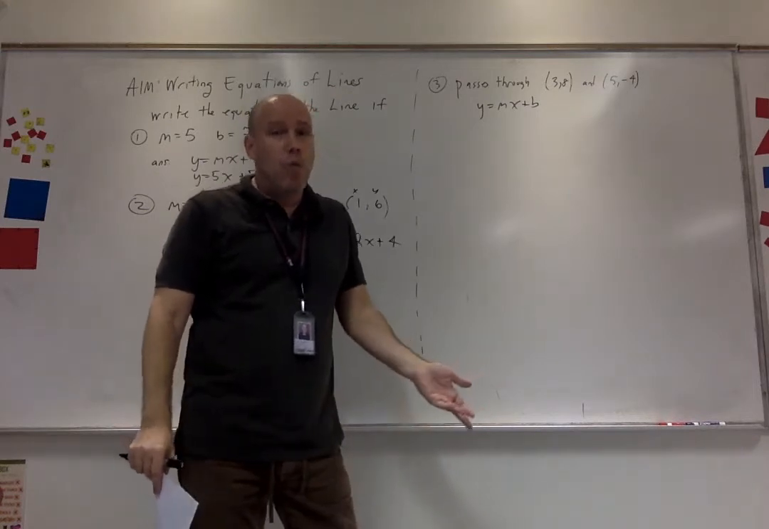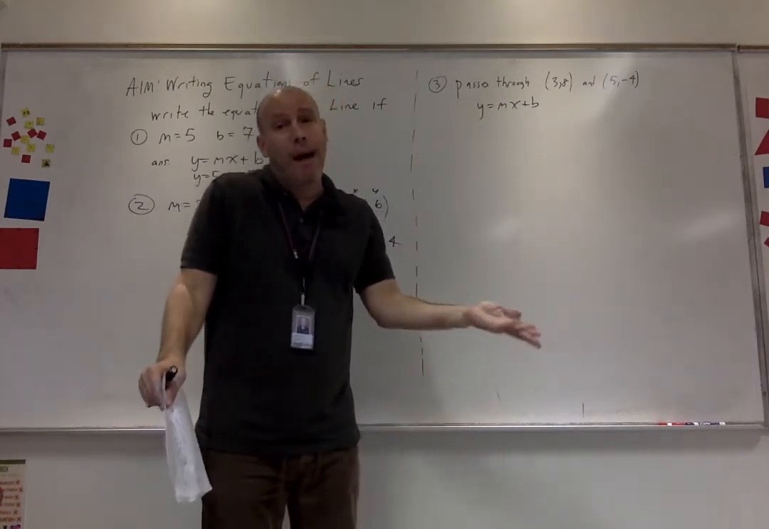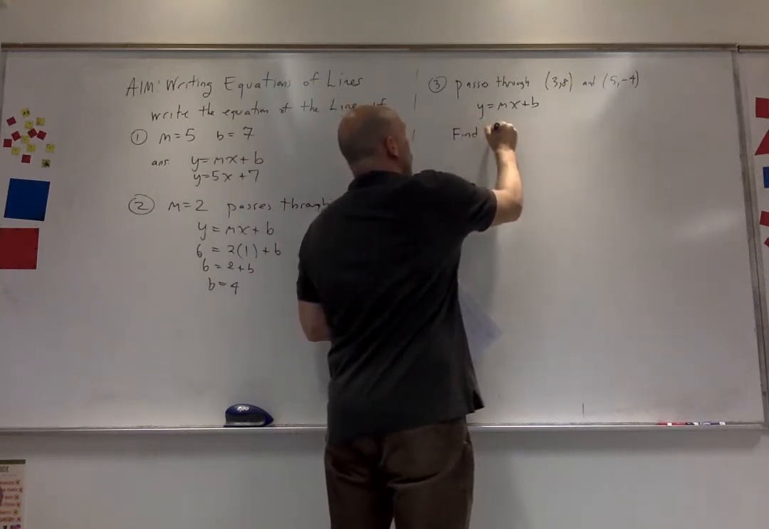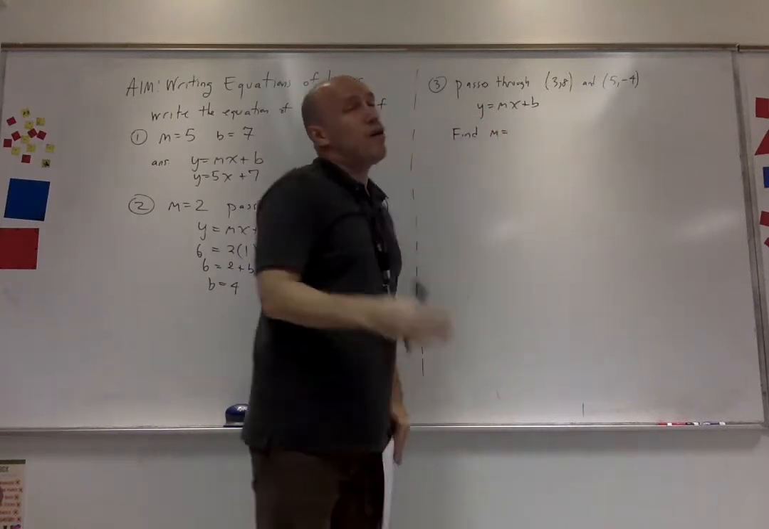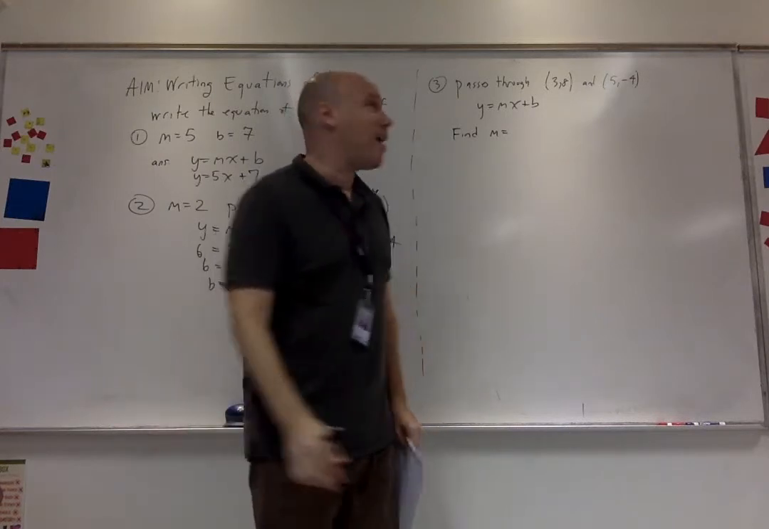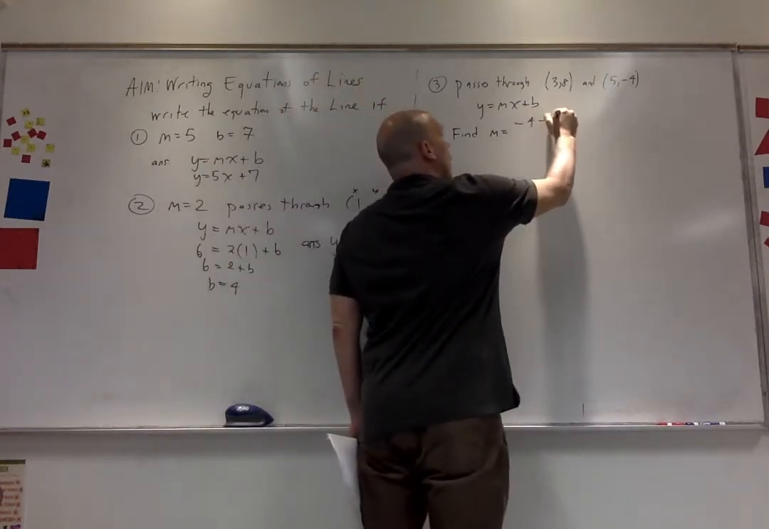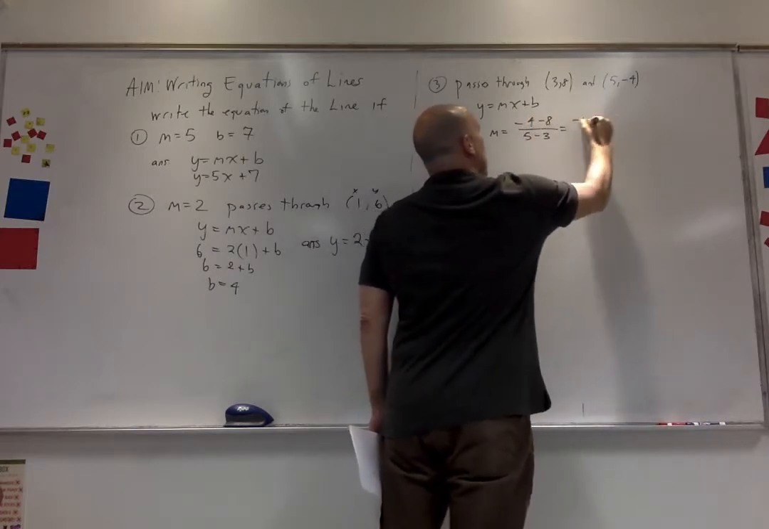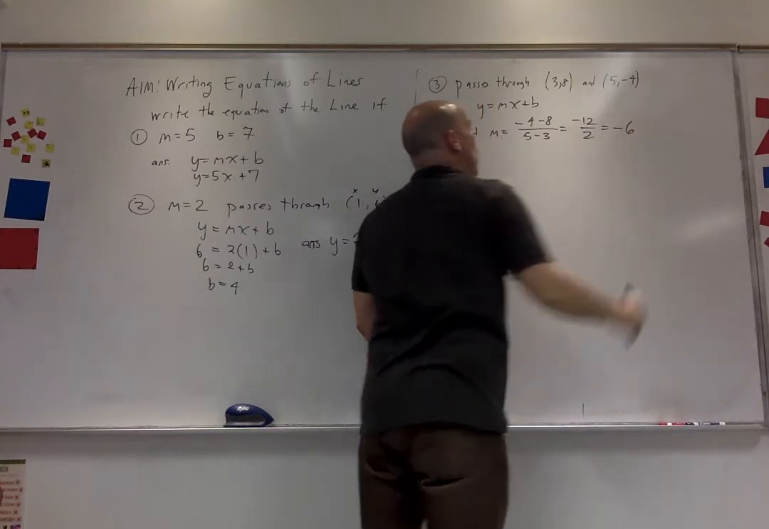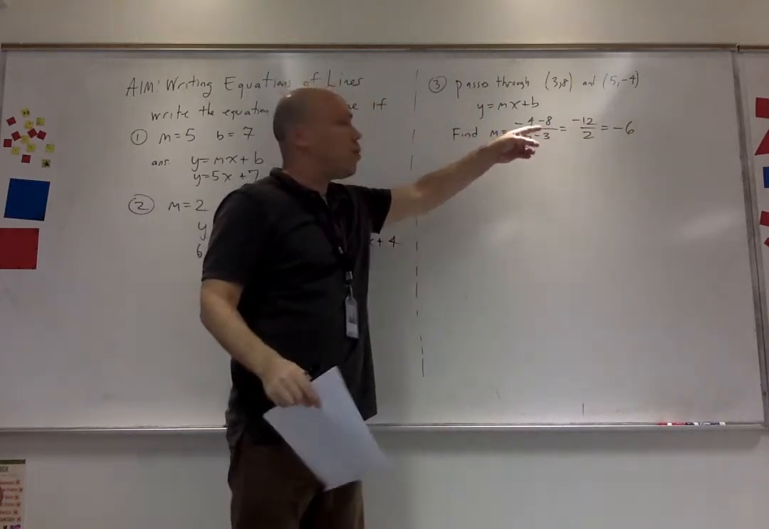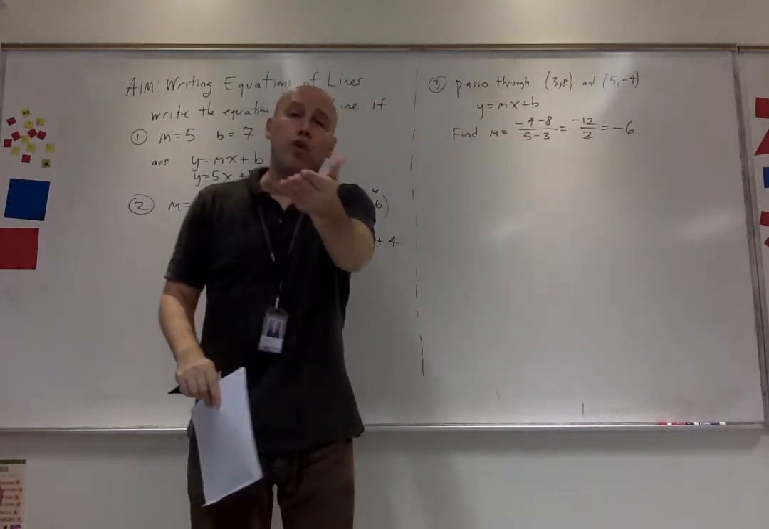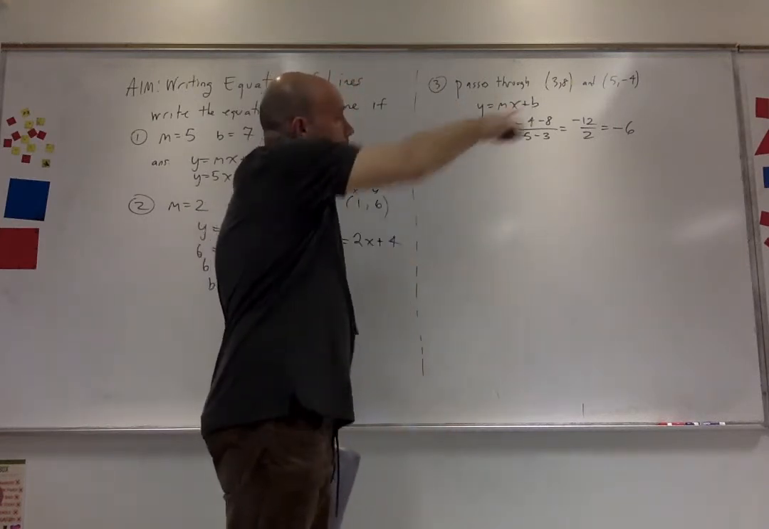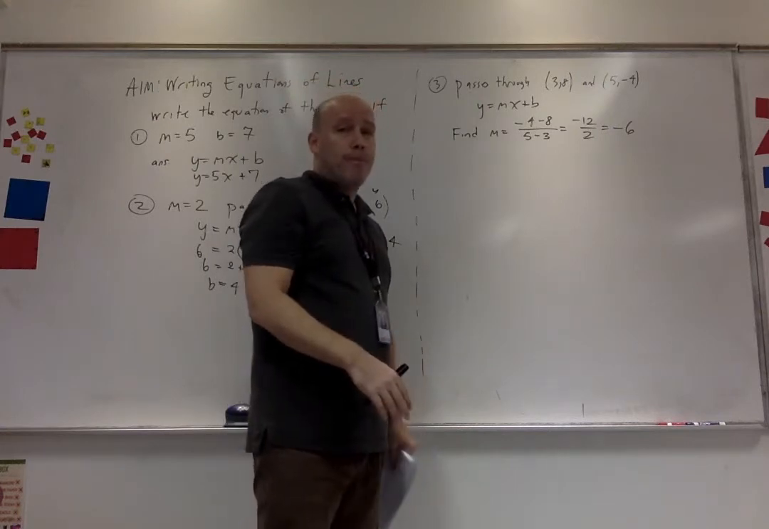Well, given 2 points, I can find my m, my slope. So first, find the slope. Well, we know the slope is change in y over change in x. We now have the slope. So the question is, what point do I use? Well, you'll discover right now that you can use both. So I'd like you to plug in, use both numbers. I'm gonna do it with you.